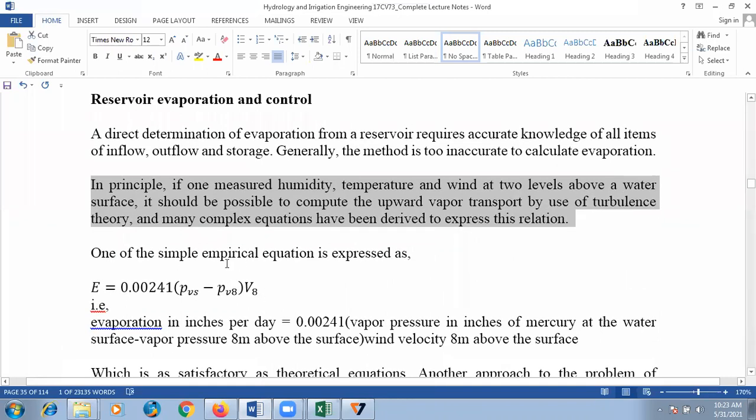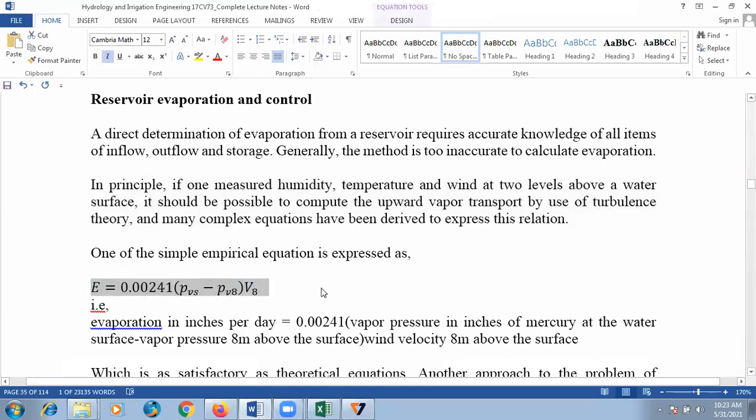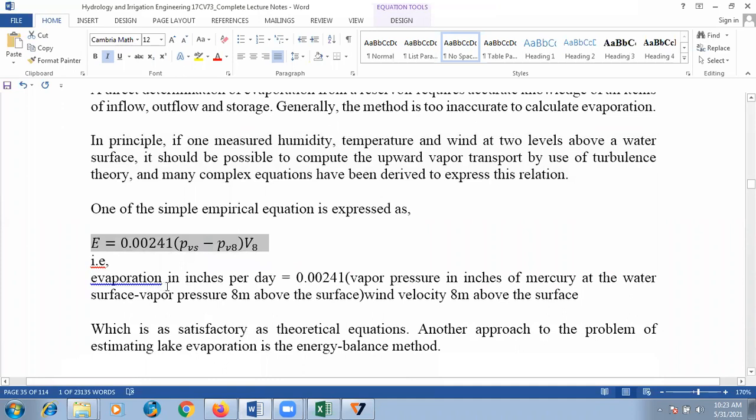One of the simple empirical equations is expressed as E equal to this. From the reservoir, we are talking reservoir evaporation slightly differently now. We solve numerical examples through some means, empirical equations and pan coefficient. This is another thing. Evaporation E is expressed by this equation too. And this evaporation in inches per day relates to this one. This is a coefficient, okay? And wind velocity at 8 meters above the surface. And these are the pressure values.